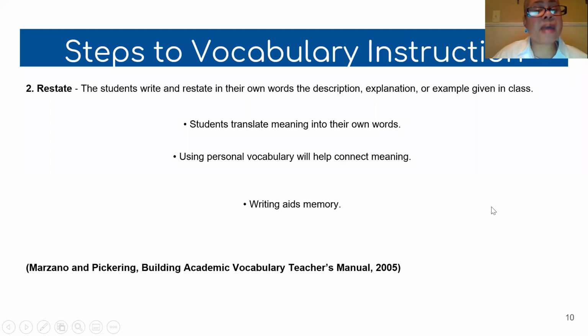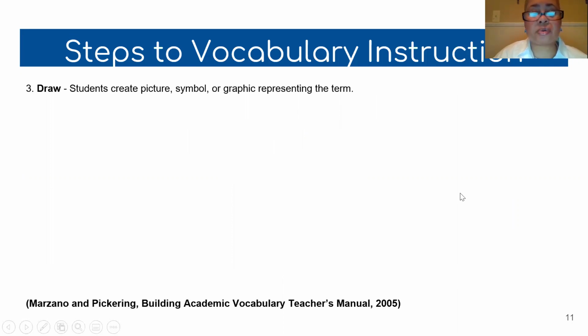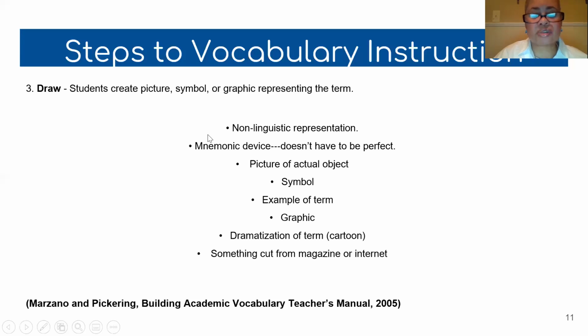Step 2, what about restating the word? The students write and restate in their own words a description, explanation, or example given in class. This means that if you have ELL students, maybe they can translate. Do they have some personal vocabulary or some writing aids for memory? Step 3, what about drawing a picture, a symbol, a graphic representing the word? Something that's non-linguistic, a mnemonic device to help prompt memory of the word.